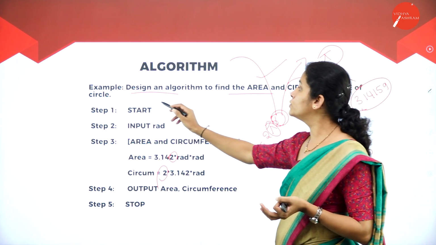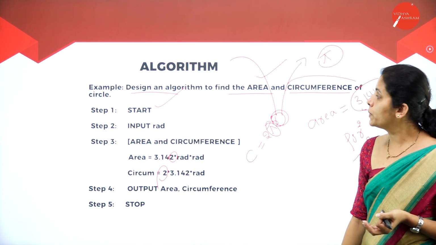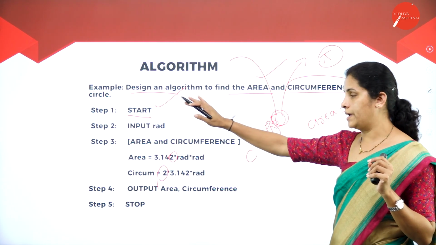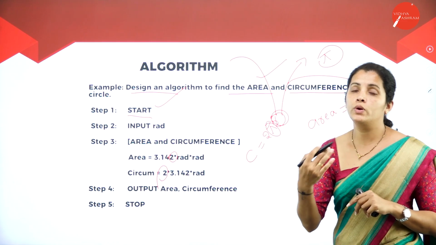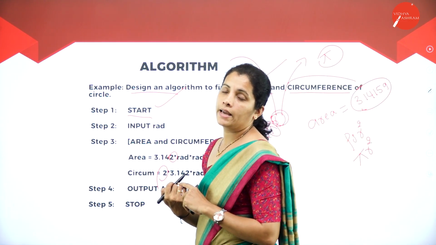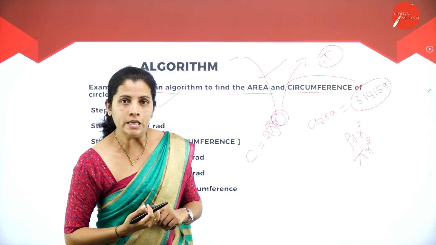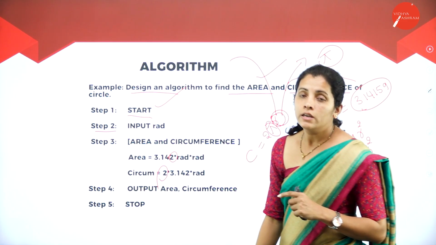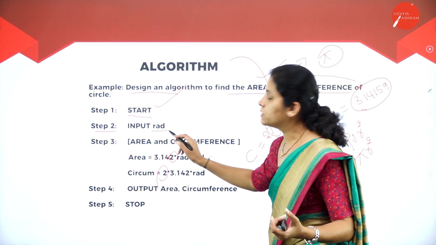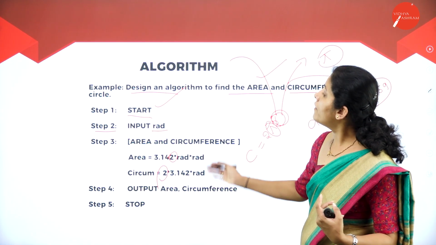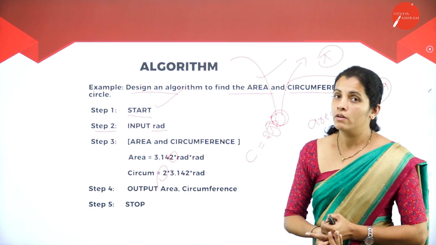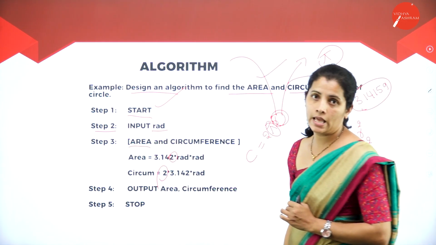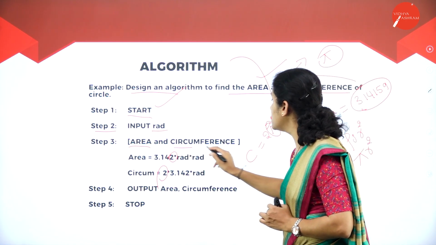Once again, I'm going to start my algorithm with the help of the start keyword. So that is the first step. Then what do I want to do? I want to read the input from the keyboard. So what is my next step here? That is step 2, read input. What input? That is radius. Then after reading input, what is my calculation step? I want to find the area as well as circumference.